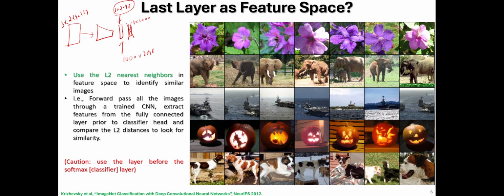Let's say I have a data set of images, and in those images I'm very sure that it will have flower images, elephant images, sheep images, Halloween images, and dog images. If you are given a challenge to cluster these images into these groups, for example, you want to form clusters which will have only flowers, clusters which will have only elephants, and so on, we can actually use this last layer for that purpose.